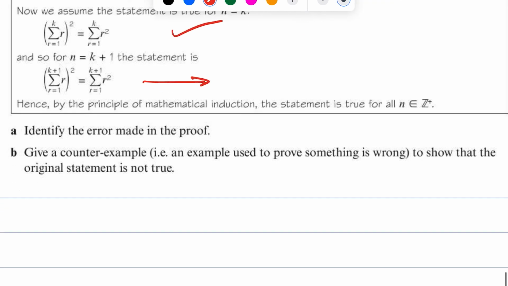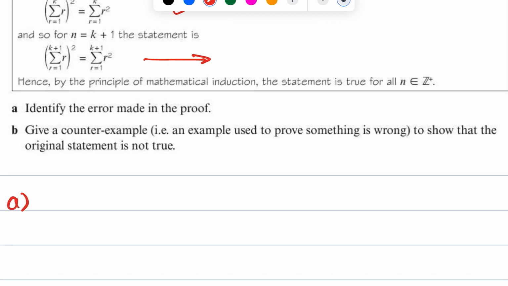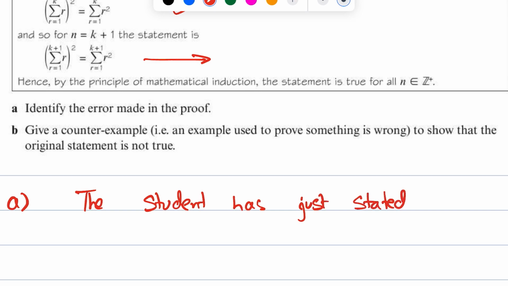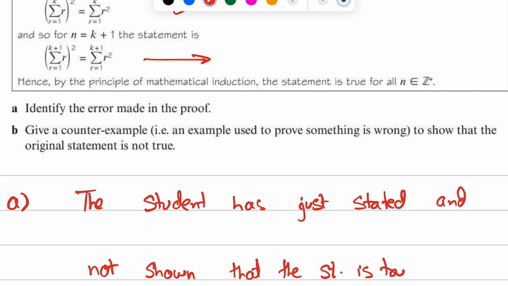So what you have to write in that one? The answer is the student has just stated, but he did not prove it. Just stated and not shown that the statement is true for n equals k plus 1. It has to be proved, not just stated.